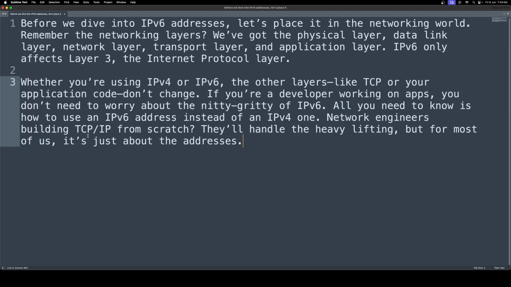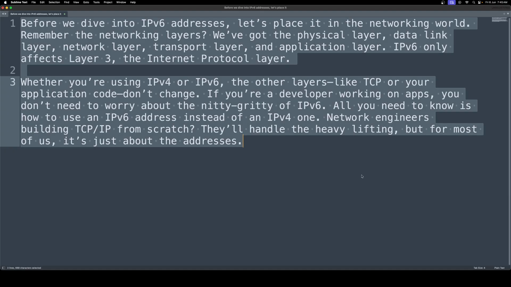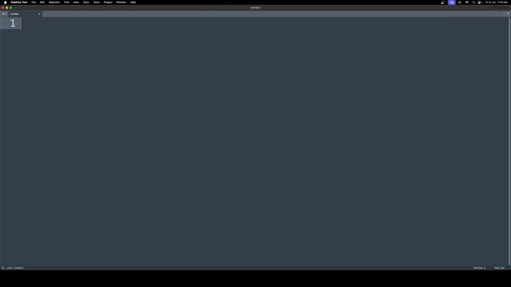Network engineers building TCP/IP from scratch will handle the heavy lifting, but for most of us, it is just the address only. For the developers, it will be the address only. The networking engineers are the ones who will be bothered about this. So for us, there is no need to worry. It's just a number change, IPv4 or IPv6. So now, IPv4 versus IPv6. Just try to understand the basics. What is the difference we need to understand?